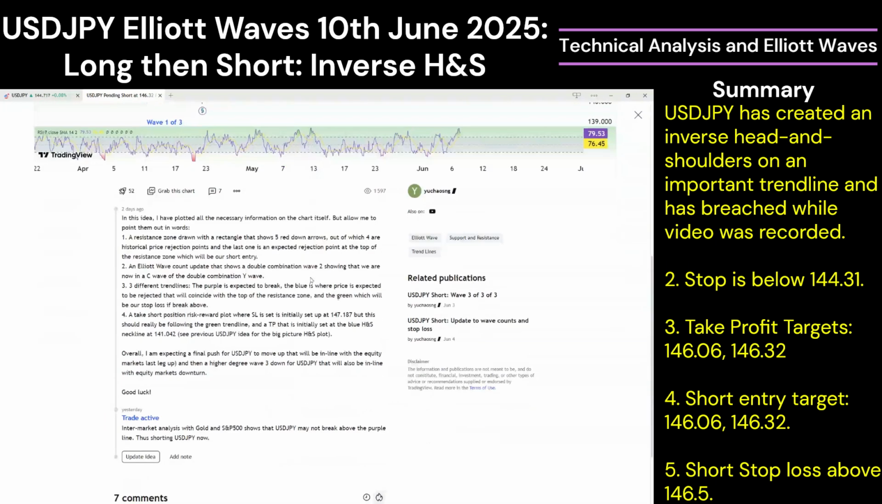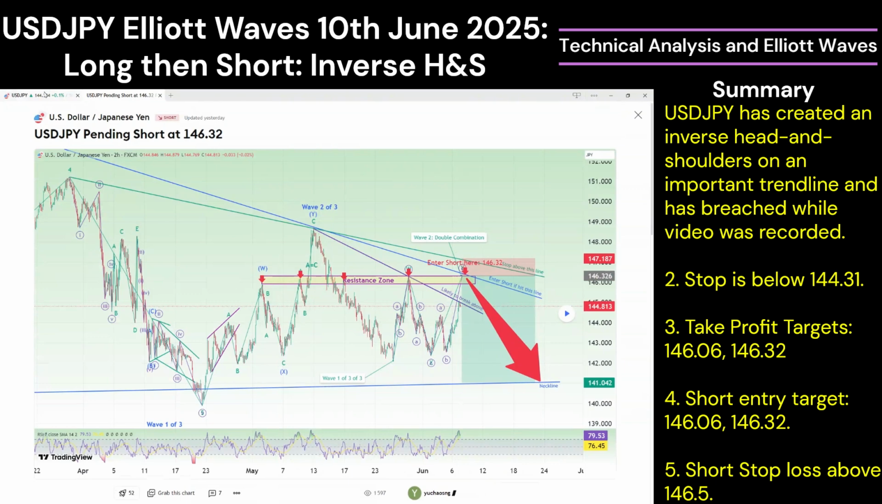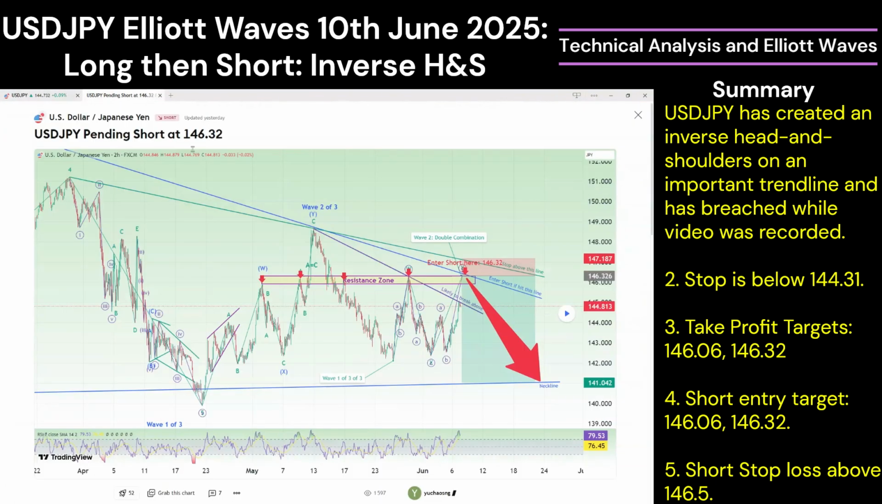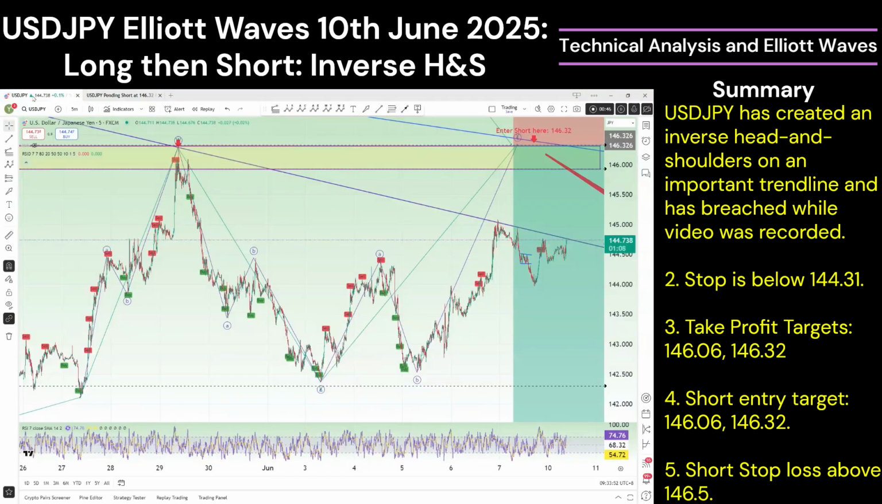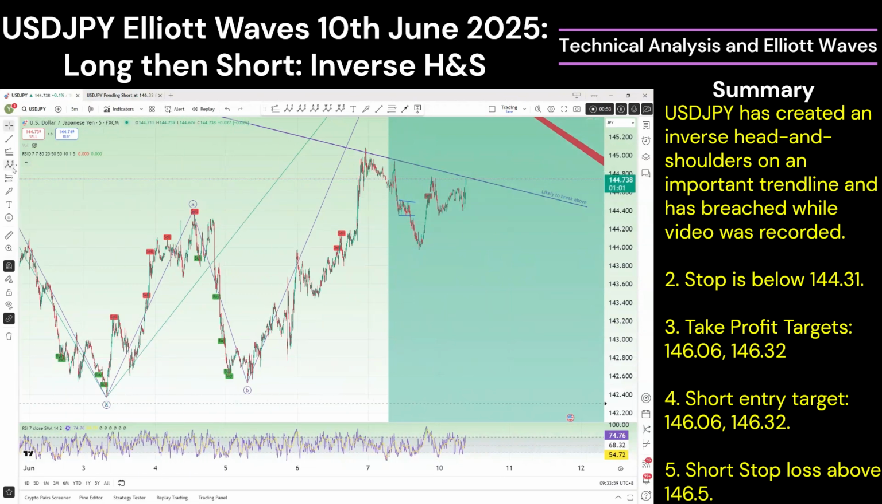And then I actually posted yesterday, also a few hours later, that it might not break. So I attempted a short. What happens is that I've already closed out that short position, and over here we are resuming the short, pending at 146.32. So what this really is, is a long then short kind of idea. One interesting development that I want to point out over here is that I see an inverse head and shoulders over here.